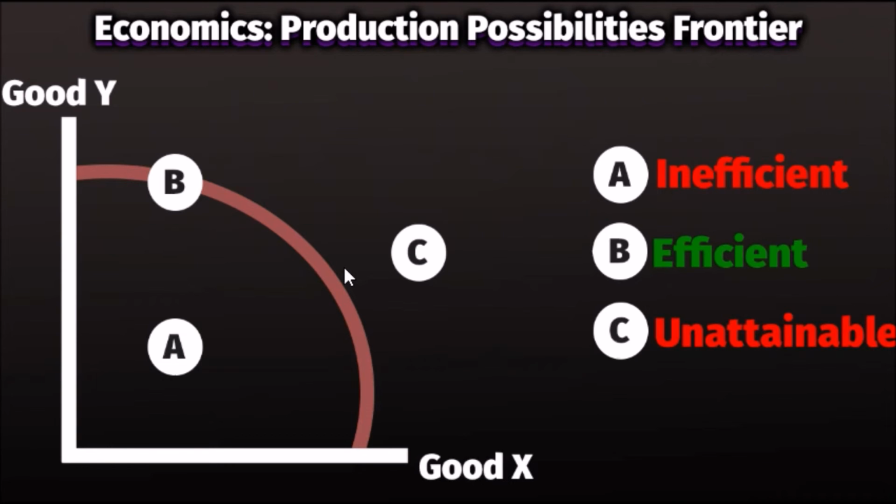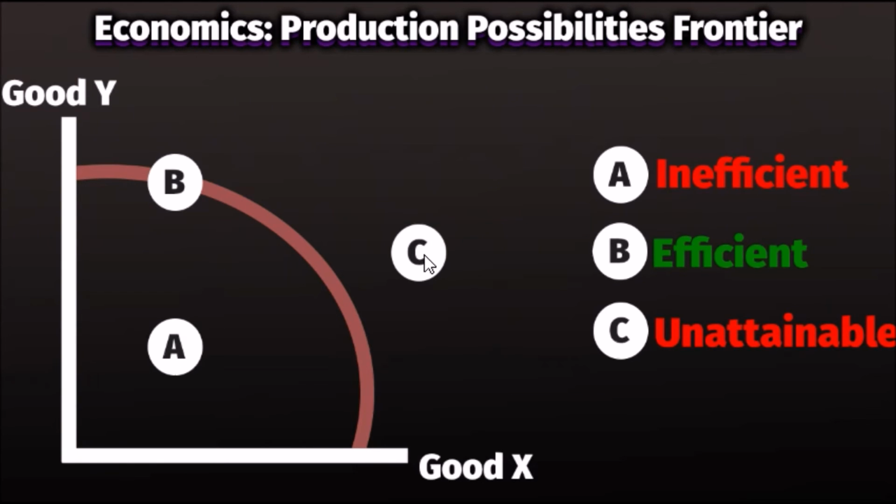It is unattainable. Actually, it's not entirely unattainable unless we have something called economic growth, or even through trade. But for this example and for this possibilities frontier, given there's no future economic growth or current economic growth expanding the curve outward, this point C is unattainable.